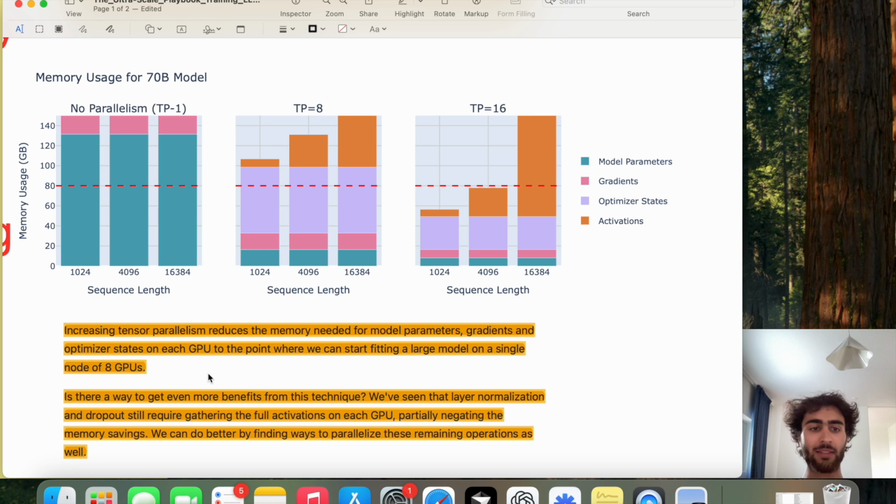We've seen that layer normalization and dropout still require gathering the full activations on each GPU, which negates the memory savings. But can we do better by finding ways to parallelize these remaining operations as well, which would mean that there would be no need to have intermediate all reduces, which is what causes this memory bottleneck? And we will discuss this in future episodes.